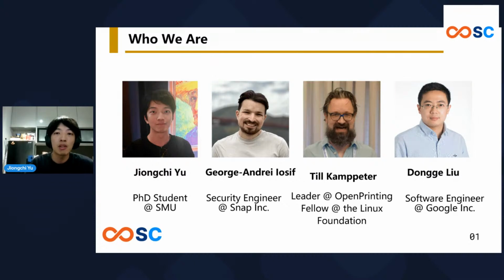So I was fortunate to be advised by and cooperate with George Android Joseph, who is a security engineer at Snap, and he will give another two talks regarding OSS security after this talk. This project is also guided by Dr. Till Kamppeter, who is the leader of OpenPrinting and a Linux Fellow, with valuable domain knowledge in OpenPrinting projects, and Dr. Dongge Liu from Google, who supports the OSS-Fuzz integration from the Google side.